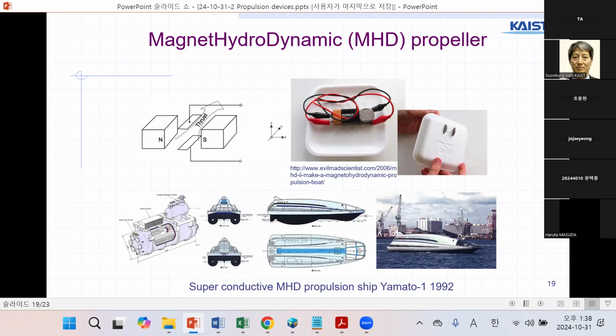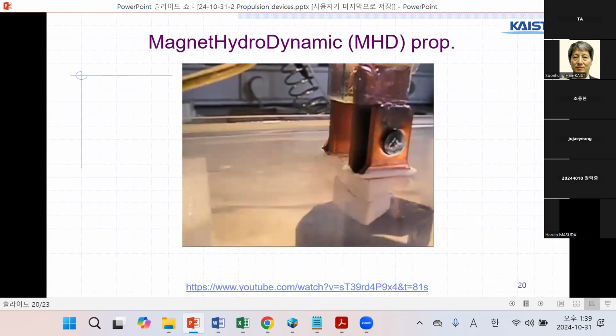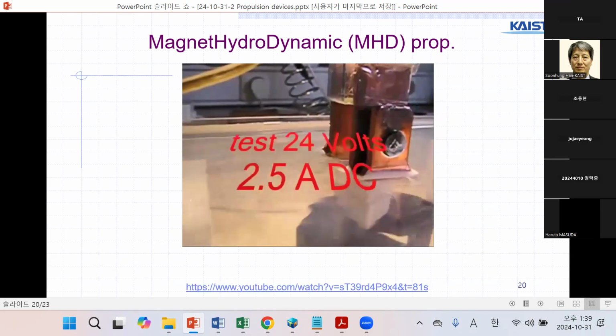And there's real work on this kind of superconductive magnet hydro and MHD propulsion. Still, I guess it is still at the experimental stage, not yet for commercial application. Many experts are saying there's a future in this technology.